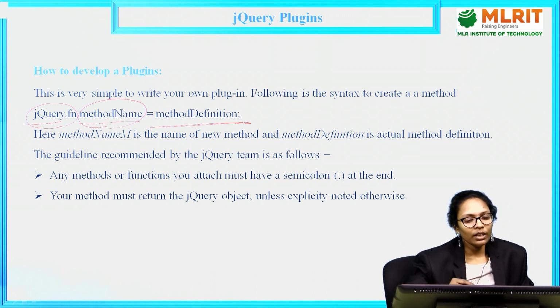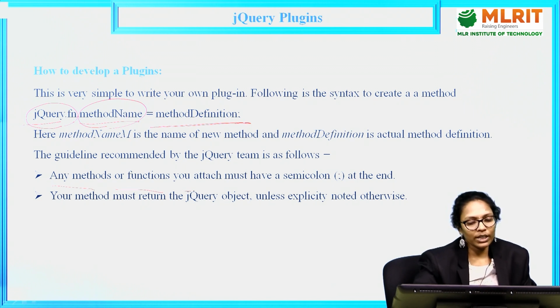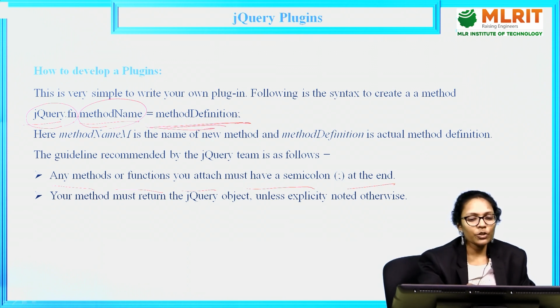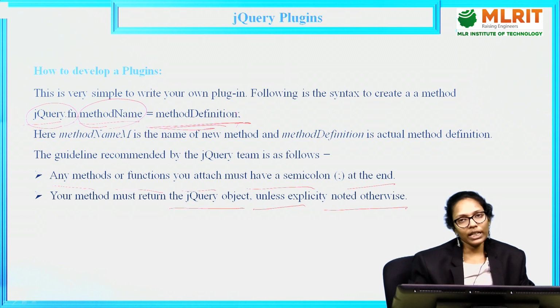Here we have some guidelines to write this function. Any methods or functions you attach must have a semicolon at the end, so after the method definition, you should put a semicolon. Your method must return the jQuery object unless explicitly noted otherwise. That means this function should return something.